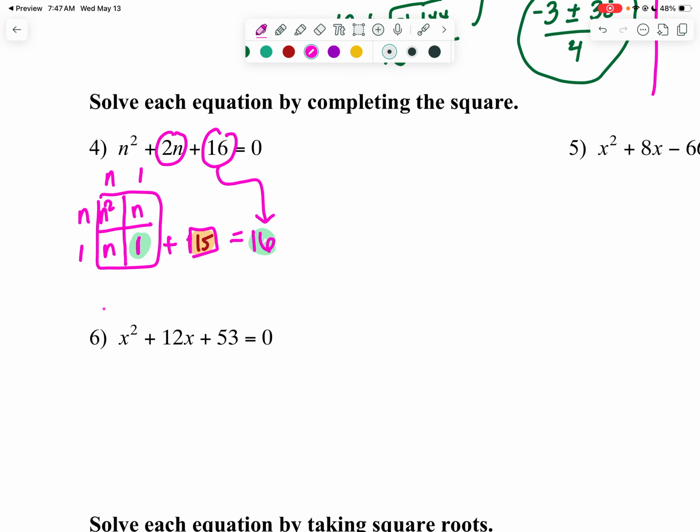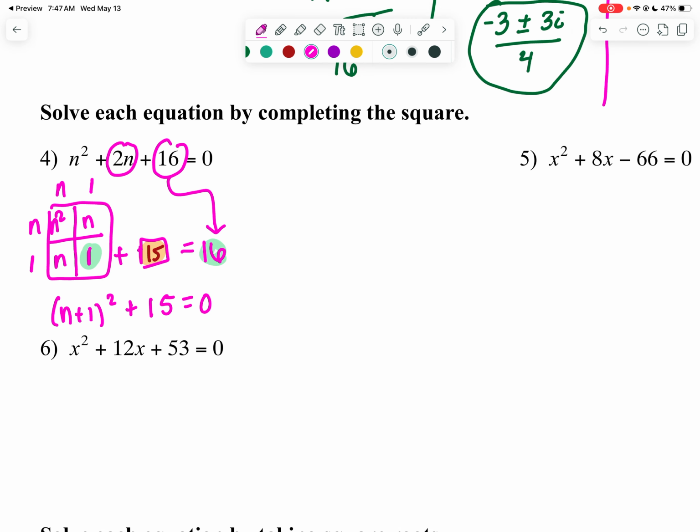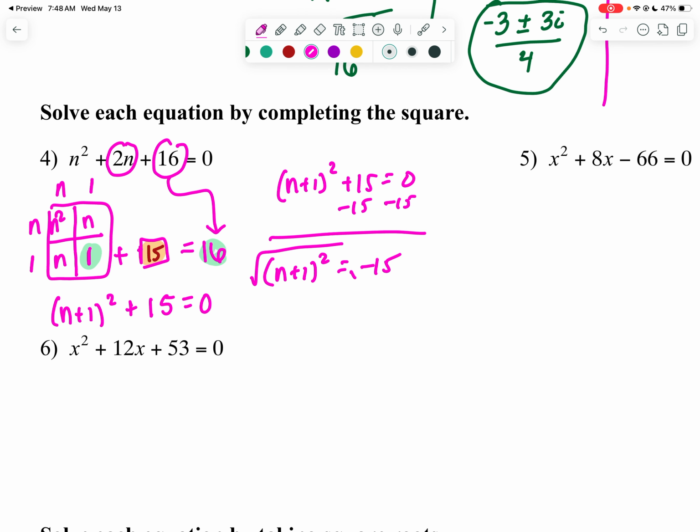So now I have (n plus 1) squared plus 15 is equal to 0. I'm going to solve this. I'm going to subtract 15 from both sides. So I have (n plus 1) squared is equal to negative 15. I'm going to take the square root of both sides.